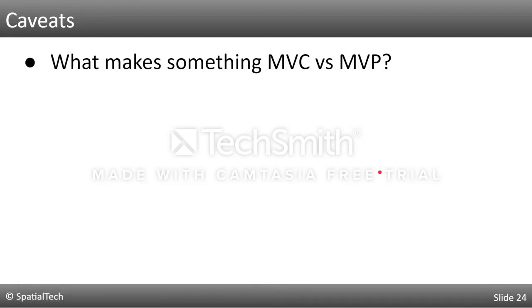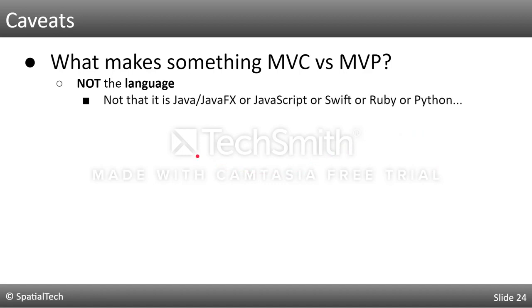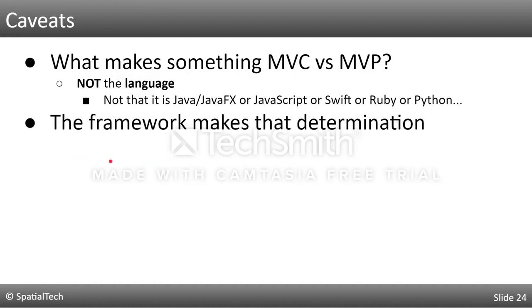So here are some caveats. I've hinted towards this. What makes something MVC or MVP, right? Not the language. So if someone tries to say, well, Java is MVC, no, that's not what makes that decision. It's not that something is Java, JavaFX, JavaScript, Swift, Ruby, or Python that makes it model view controller or model view presenter. Typically what I've noticed, it's the framework that makes that determination, whether it's Dojo, Ruby on Rails, so it's really a Rails issue, and that kind of stuff.